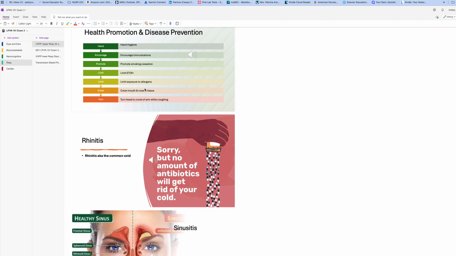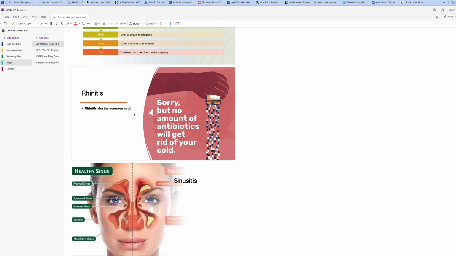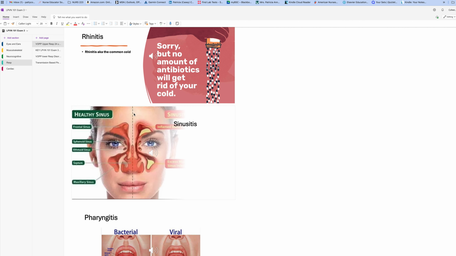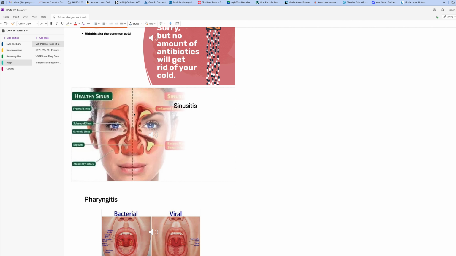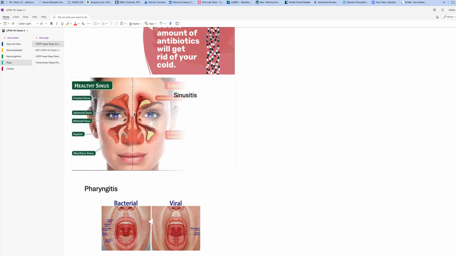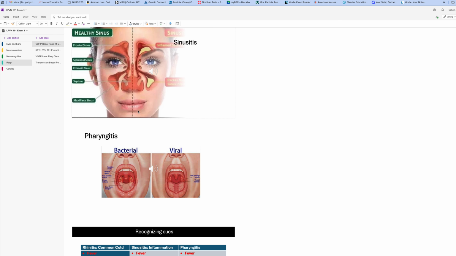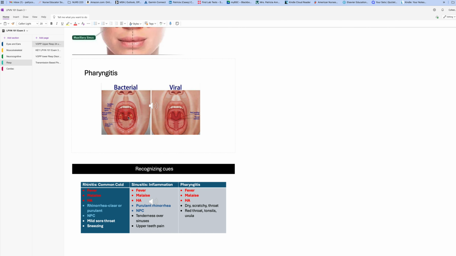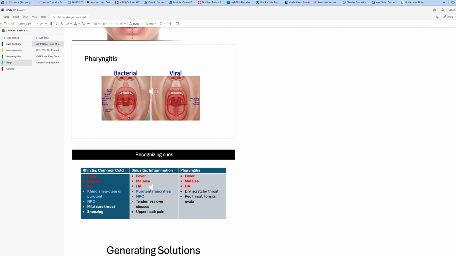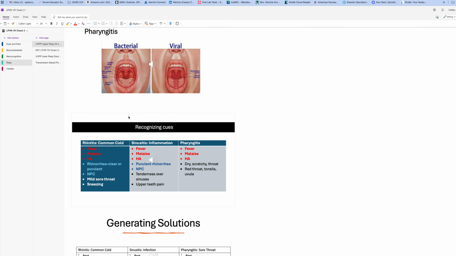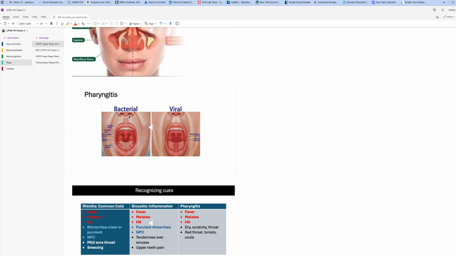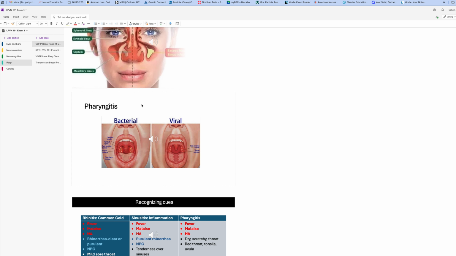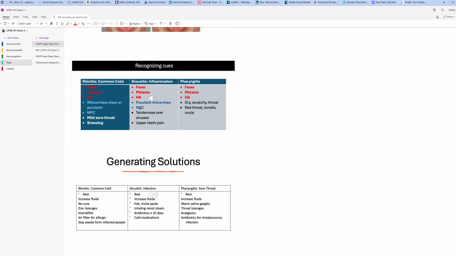Rhinitis, this is the common cold. Don't give antibiotics. That's all I'm going to say about the common cold. We've all been there, right? Sinusitis is an infection of your sinuses, and they can get tooth pain, pressure in their head, and tenderness around the sinuses. Pharyngitis is a sore throat. It could be bacterial or viral. What you're worried about with pharyngitis and also sinusitis is the close proximity to the brain, so they could develop meningitis from it. Okay.